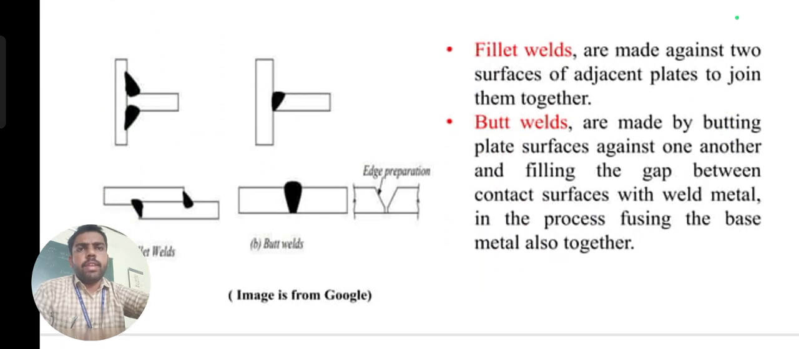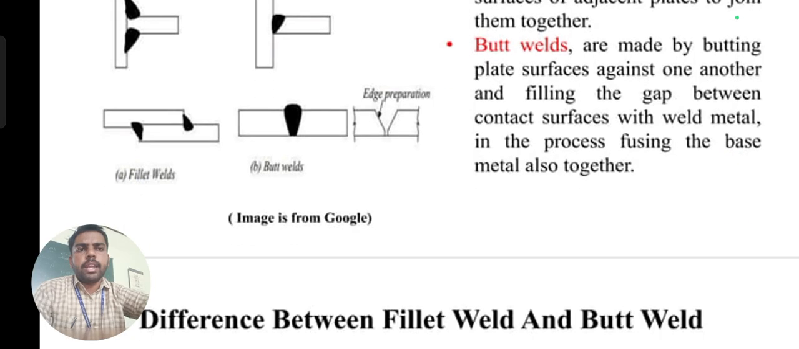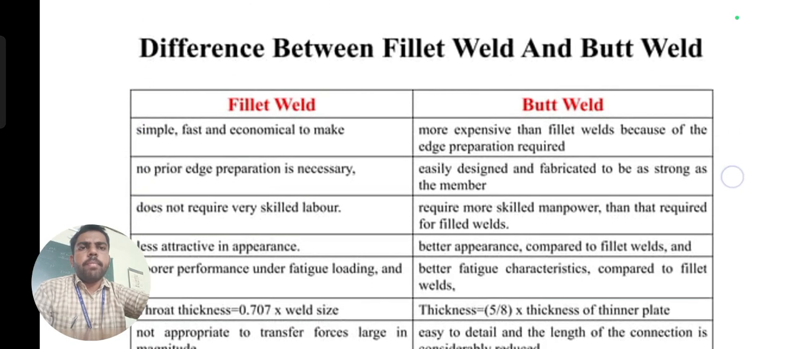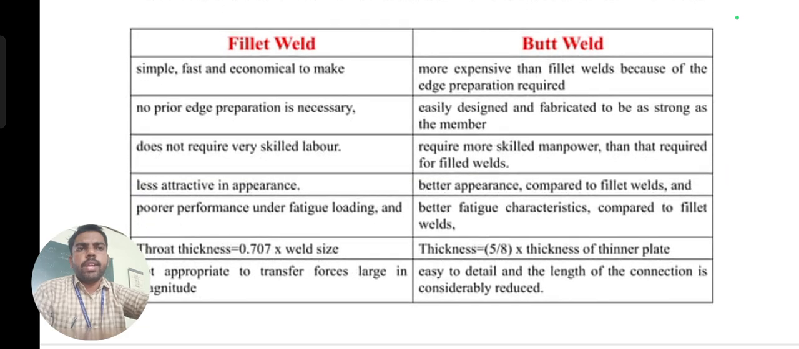These are the fillet welds. See here, two adjacent surfaces joined together is called a fillet weld. And butt weld means filling the gap between the contact surfaces with weld metal in the process of fusing the metals together. What are the main differences between fillet weld and butt weld?